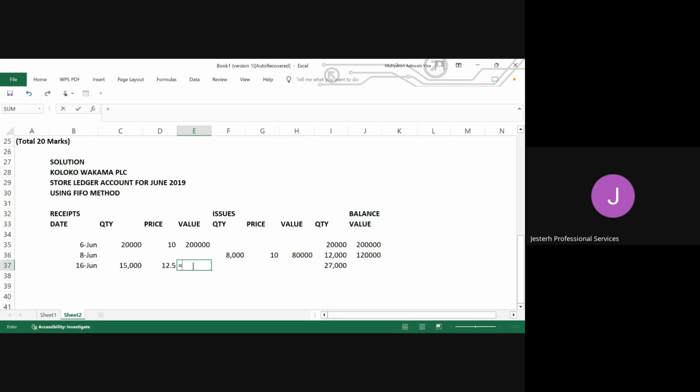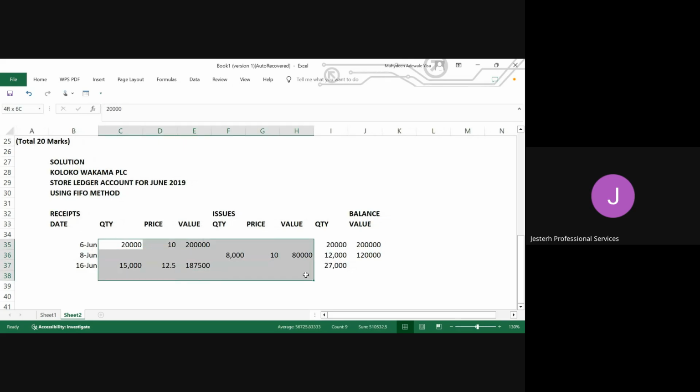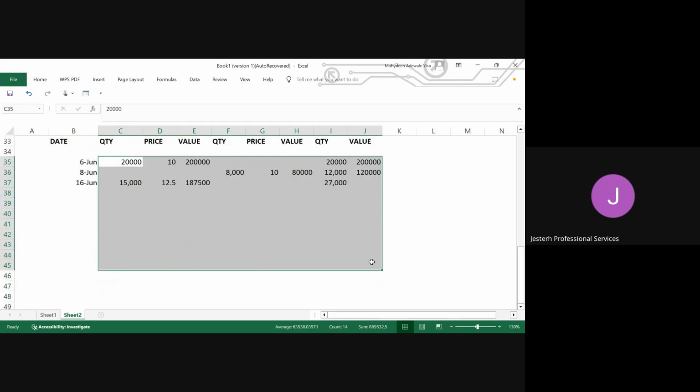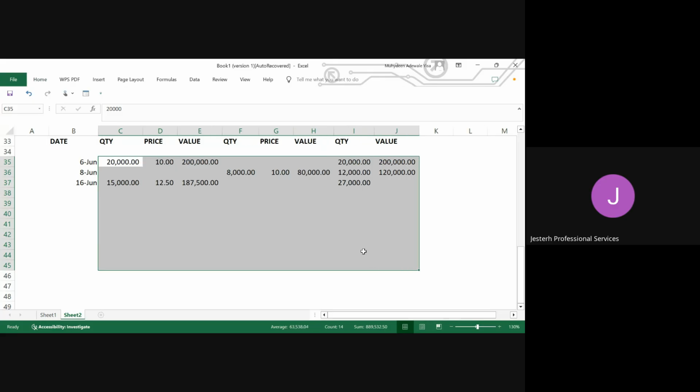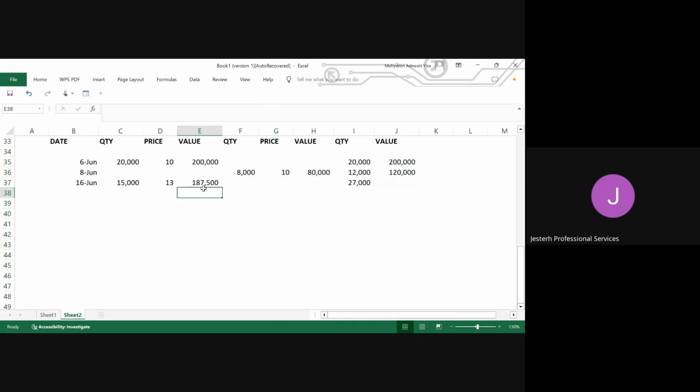Now I'll make this one. We're supposed to multiply this so that we can get the total value. Multiply by 12.5. Now, let me see if I can. Let me see. All right. Good. Let me reduce this. Okay. Please give me a few minutes. Let me return this particular one back to 12.5. Okay.